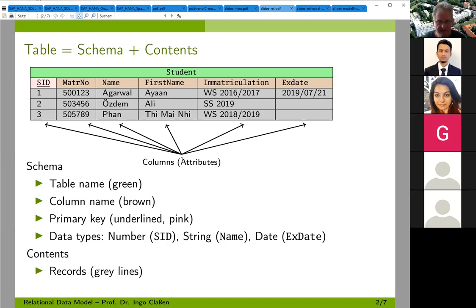So one thing that I haven't explained yet is the topic of data types. If we look at name and first name, of course, the data type is quite obvious, namely that's of type string. What do you think about the date? Is it also of type string? It looks like a string here. What do you think?